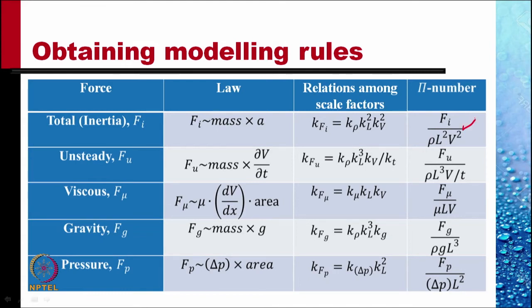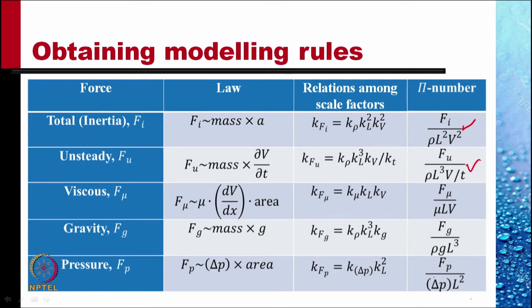For the inertial force, we already obtained the pi number as Fi divided by rho L square V square. For unsteady flow, Fu is mass times the acceleration dV by dt, the unsteady acceleration. And this gives you Fu, the scale factor of Fu, as K rho KL cube Kv by Kt. K rho KL cube for K mass and Kv by Kt for dV by dt. And so this gives a pi number Fu divided by rho L cube V by T.